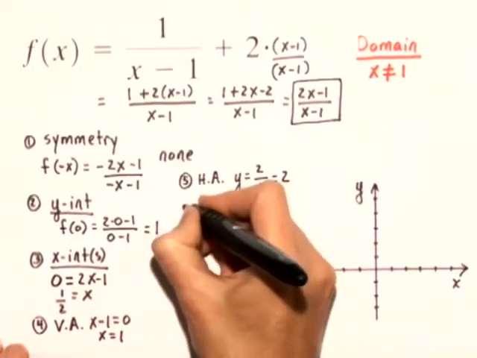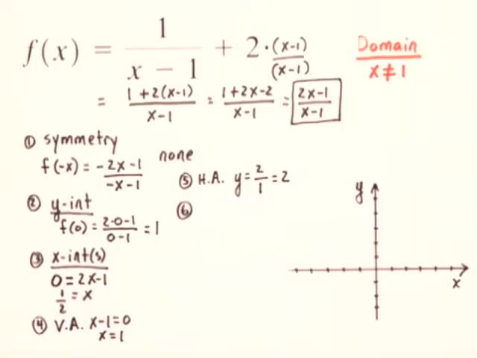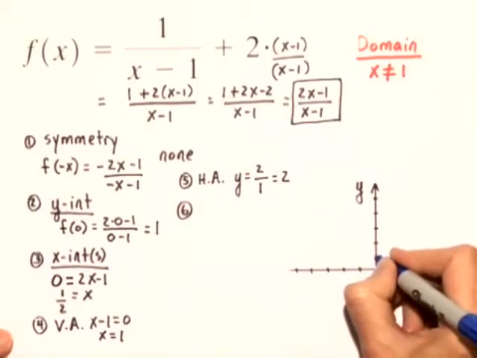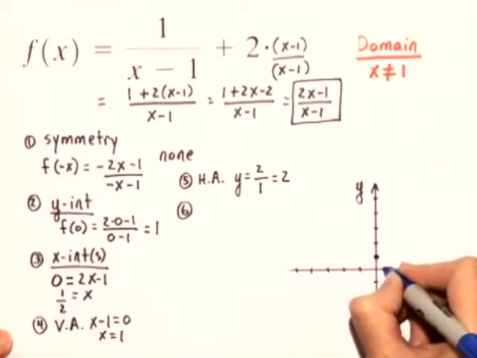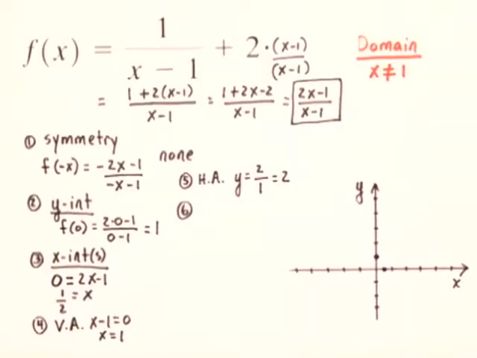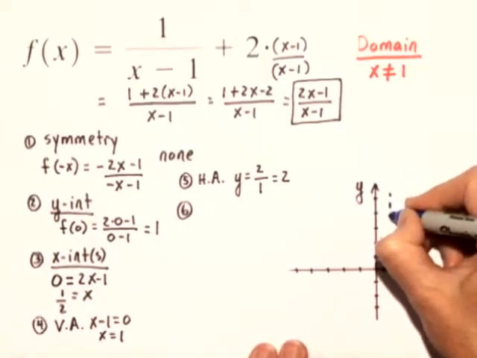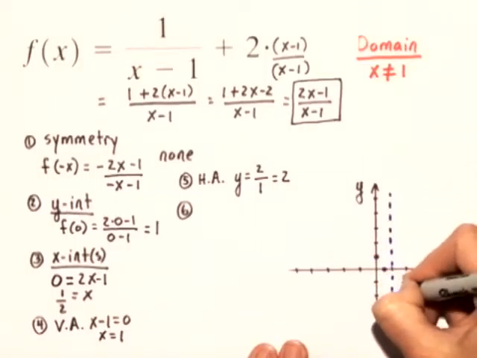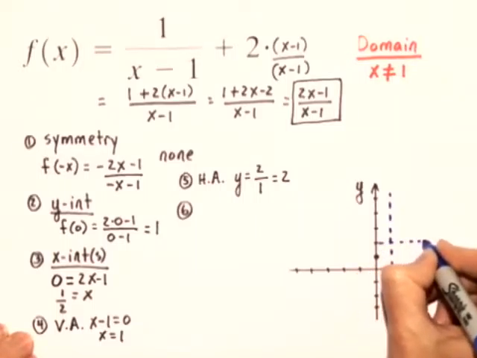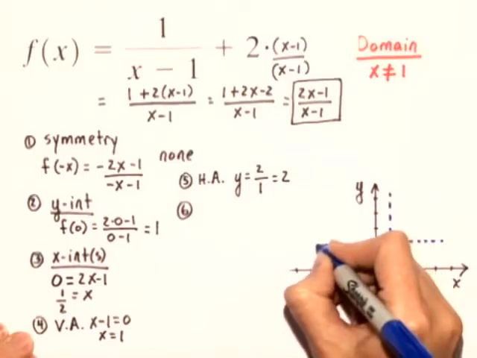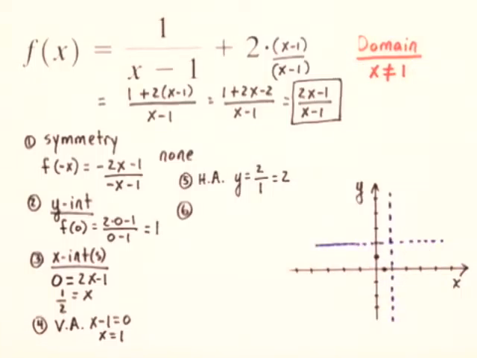Now finally we move on to step 6 where we plot a few points. But before I actually do number 6, I'm going to sketch in some of the information that we already have. We know that we have a y-intercept of 1. I'll put that right here on the y-axis. And we have an x-intercept of 1/2 right here. We also have a vertical asymptote at x equals 1. That goes right through the x-axis. And a horizontal asymptote of y equals 2. The reason I sketch this information first is because it helps me pick my points in number 6.